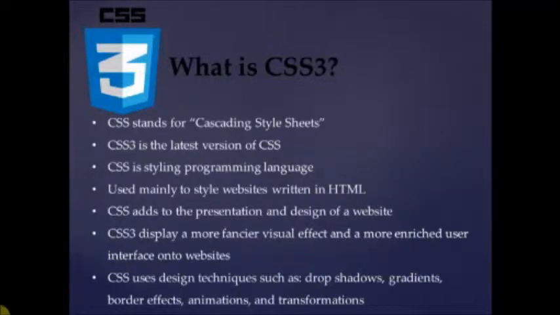CSS3, what is CSS3? CSS stands for Cascading Style Sheet. CSS3 is the latest version of CSS. CSS is a programming language, and it's used to style web pages, so it adds all that funky style onto your web pages so you can get a good interface going there. CSS adds to the presentation and design of a website. It displays fancier effects and a more enriched user interface on web pages. The new CSS3 also uses drop shadows, gradients, border effects, animation, and transformations.